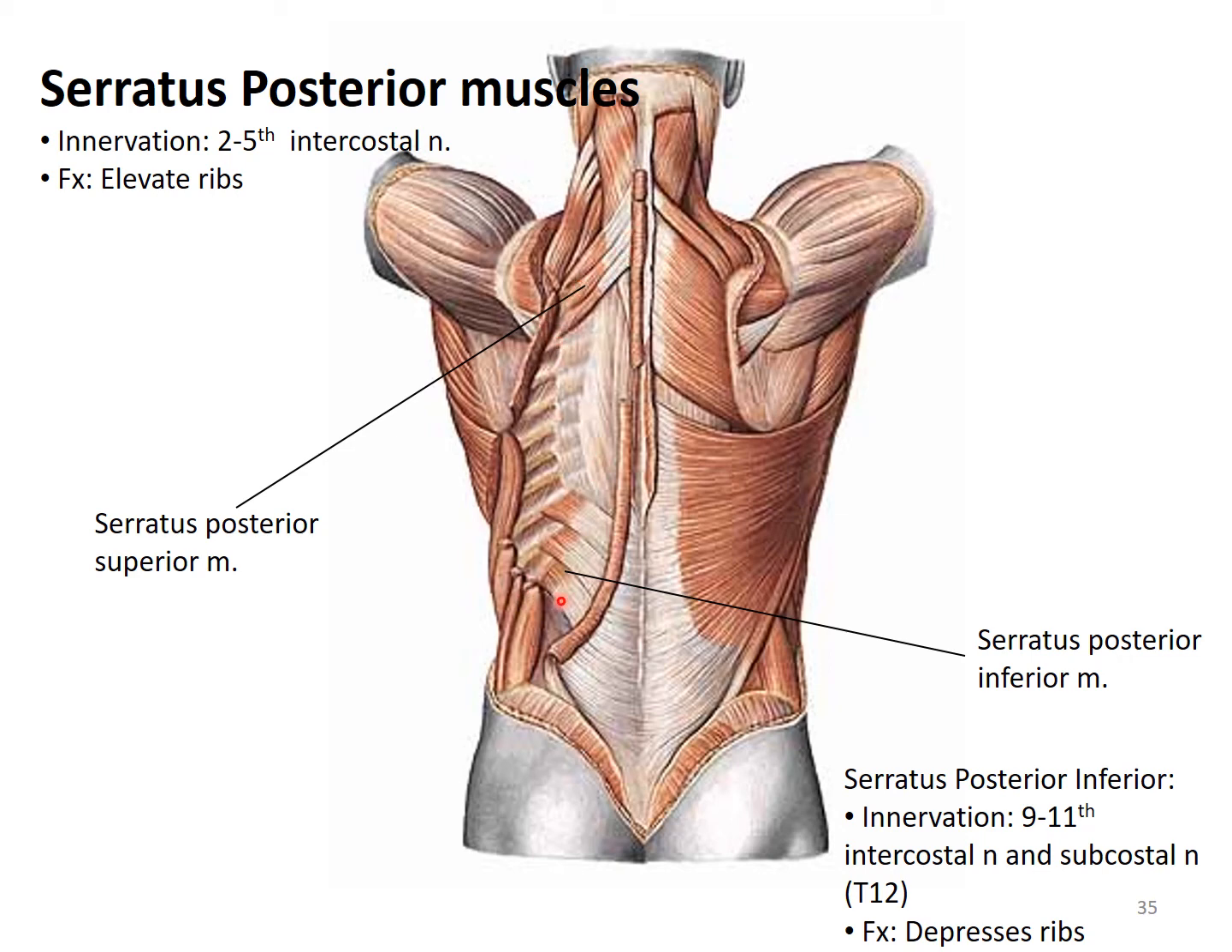This one actually is going to depress the ribs. They're called accessory respiratory muscles because by acting on the ribs and the rib spaces, they change the size and shape of the rib cage, which means they aid in respiration.